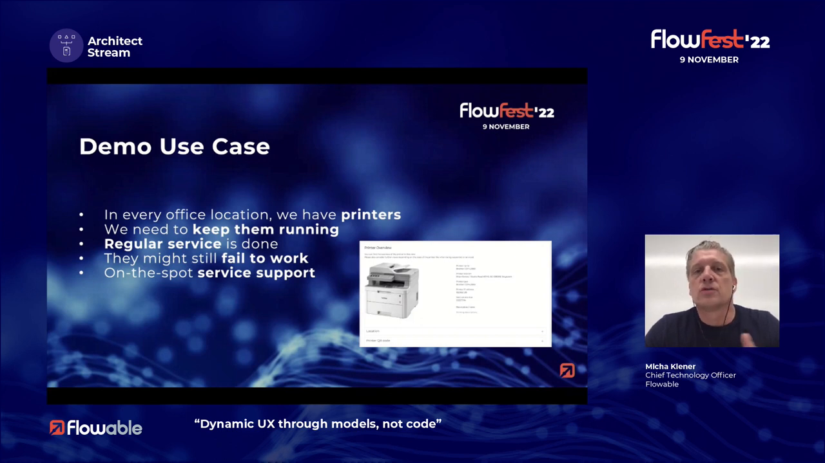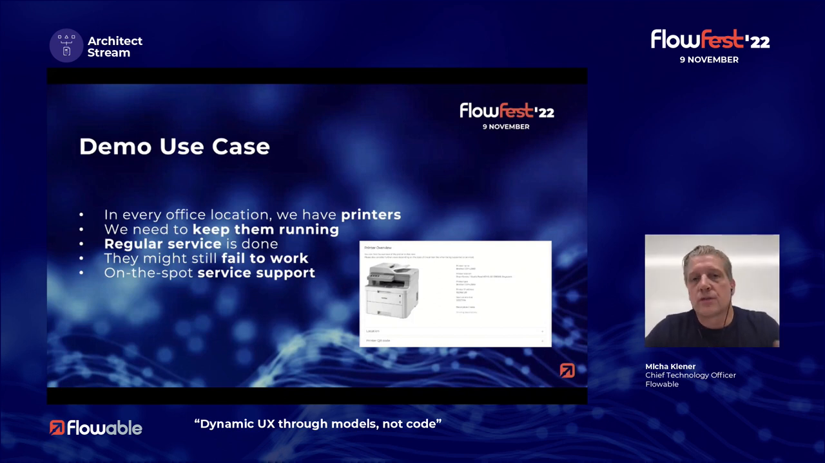I didn't want to go domain specific, so I took something which probably everybody knows working in an office, which is printer management. So we have different office locations that we need to maintain. Each one might have one or more printers available, the different types, different printers. So you can get an overview of what type of printers you have at each location. But of course, we need to keep them running.